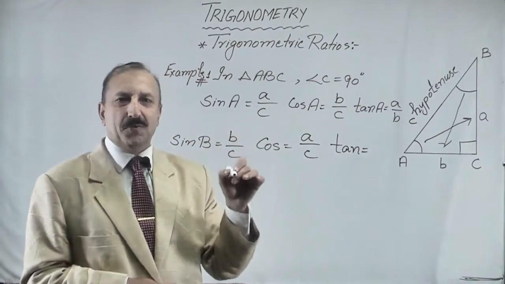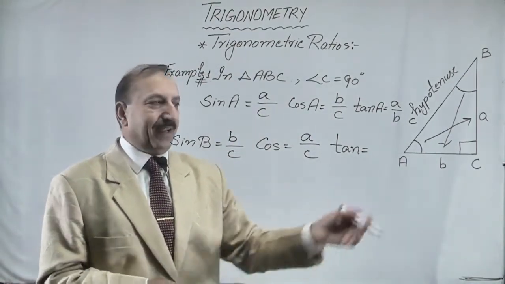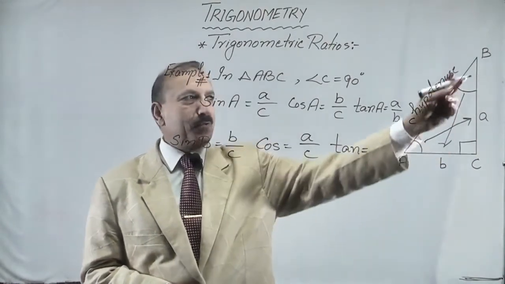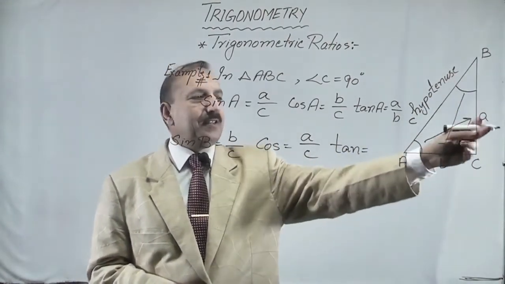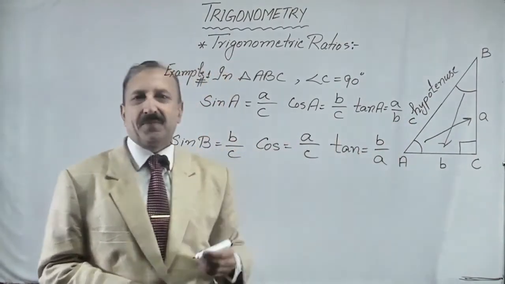This is equal to, we know it's equal to opposite over adjacent. And now as the sides changed, this is opposite according to angle B, opposite. This is adjacent. This will be equal to B over A.